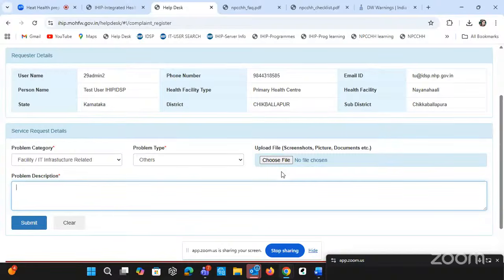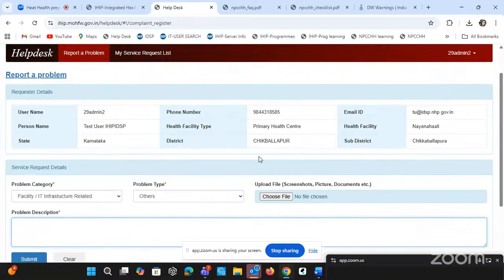Can we go back to the portal, please? Before entering these queries, please ensure that you enter a valid mobile number, whatever the user is using for this ID.